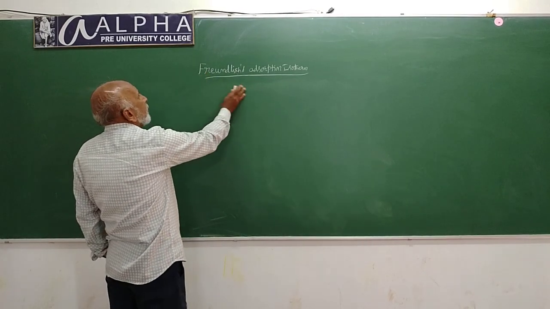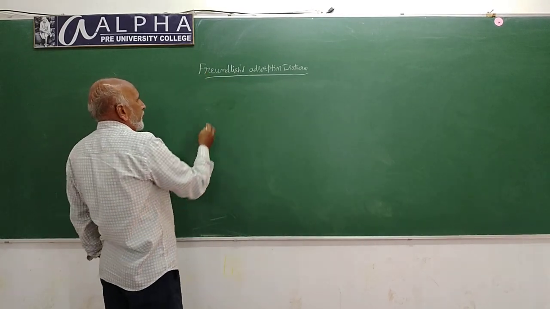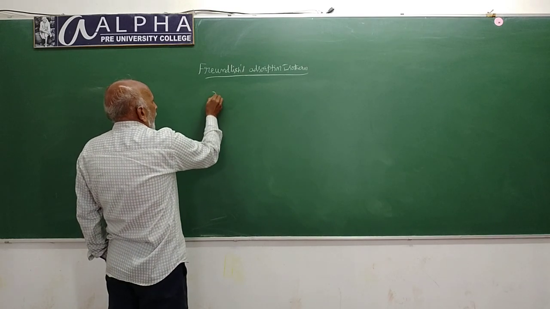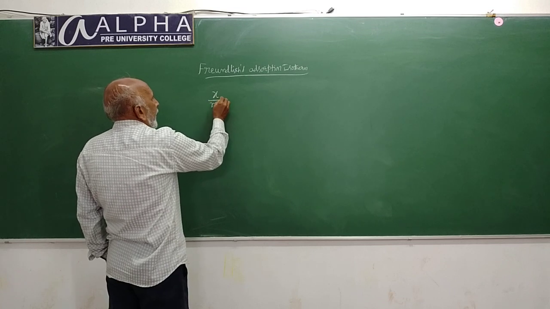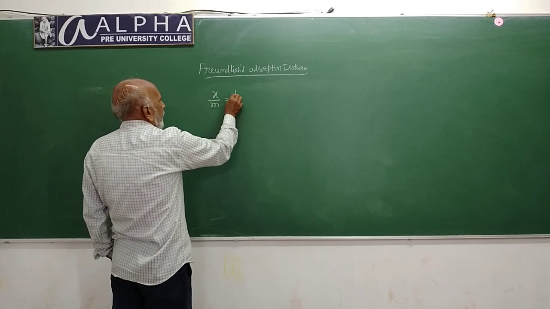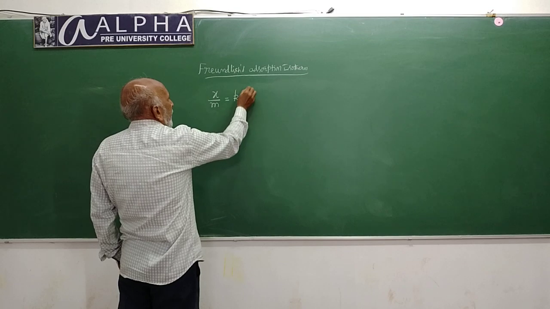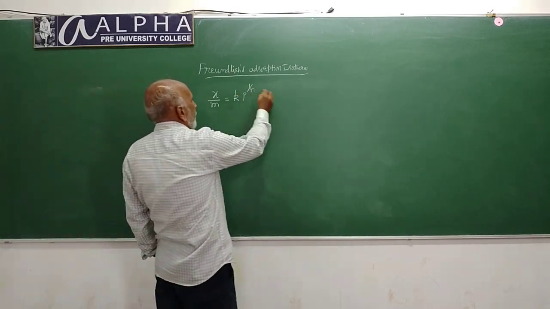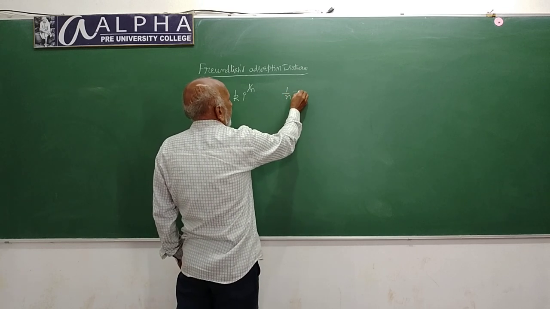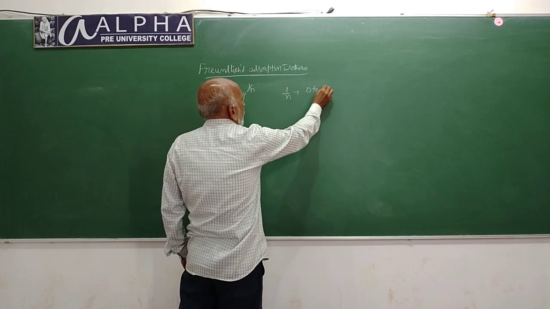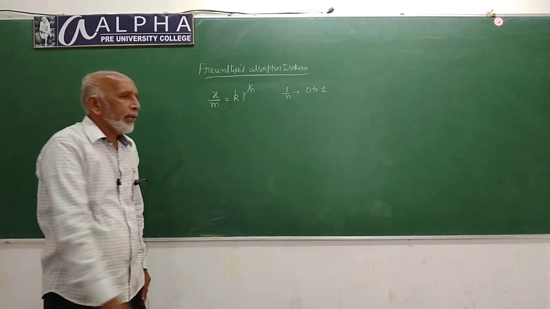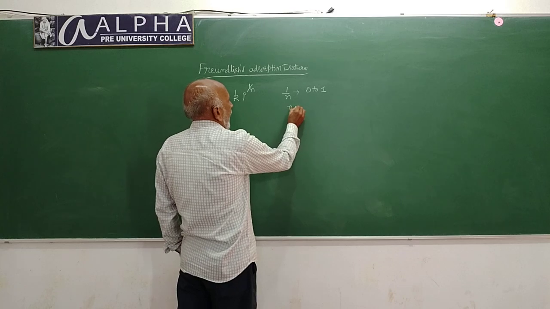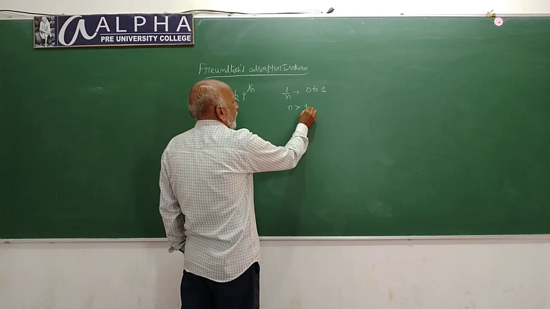The mathematical forms of Freundlich adsorption isotherm are: rate of adsorption x by m is equal to k into p to the power 1 by n. This is one form. Here 1 by n takes the value 0 to 1, that is less than 1, greater than 0. Or you can say n is greater than 1.